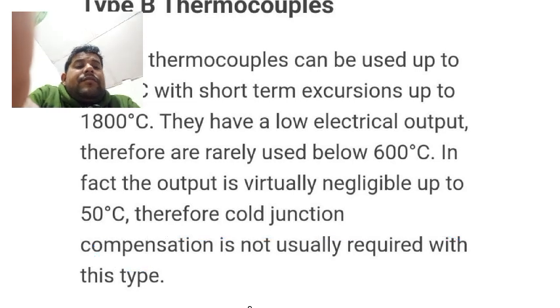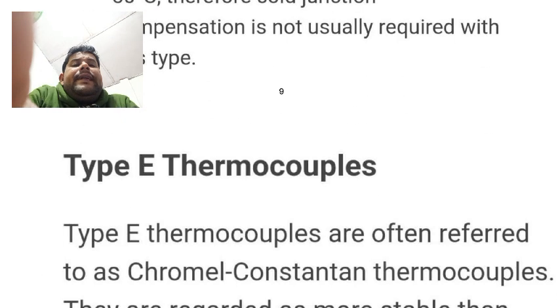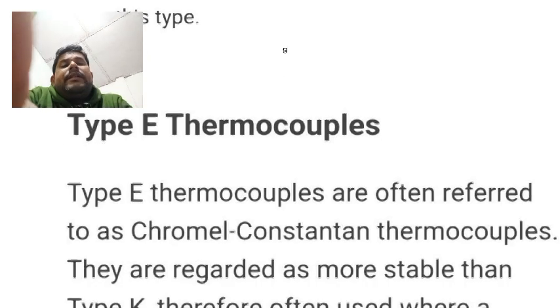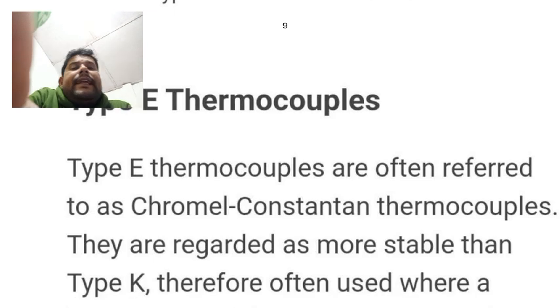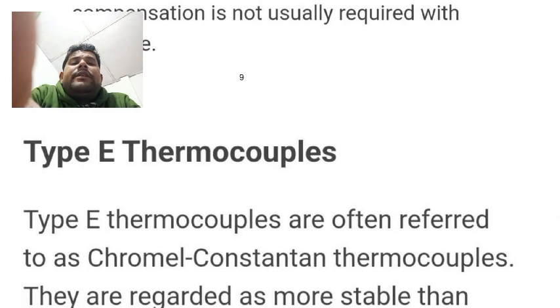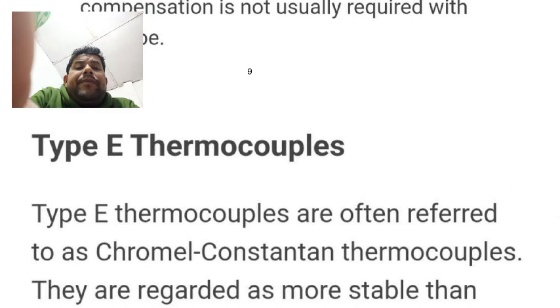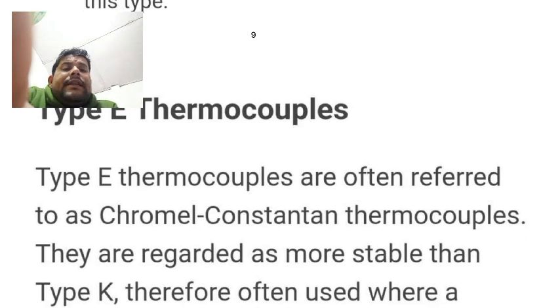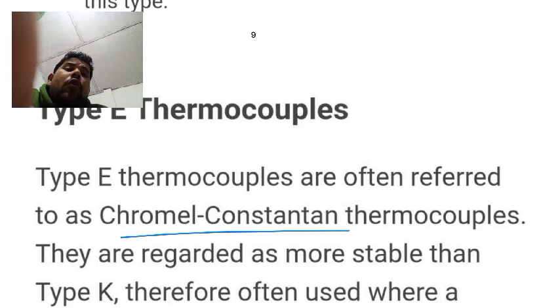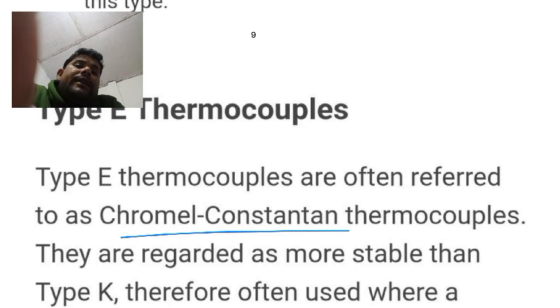Next, we will see the E-type thermocouple. This is an important thermocouple that they generally ask in the exam. The E, K, and R type thermocouples are the three very important types. The E-type thermocouple is often referred to as chromel constantan. Sometimes they will ask about the material used, which is the common chromel constantan thermocouple.